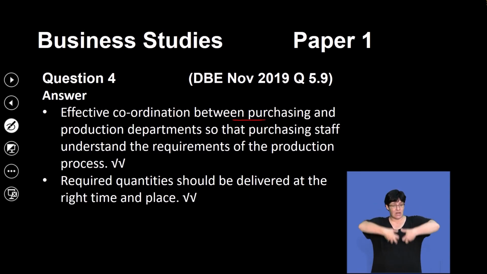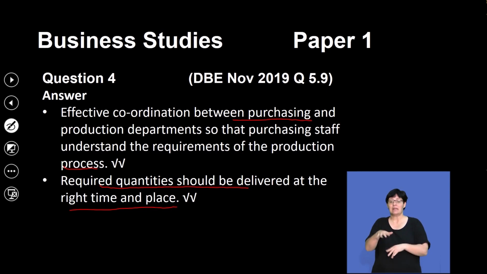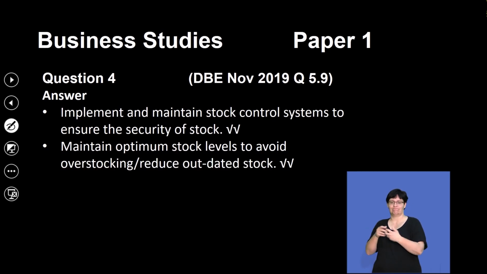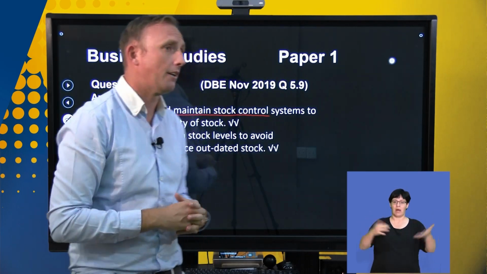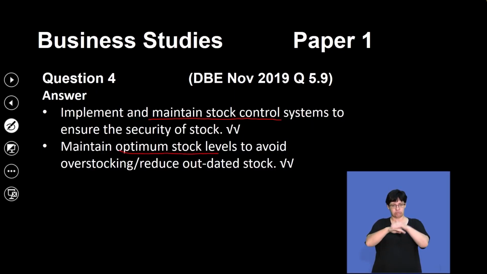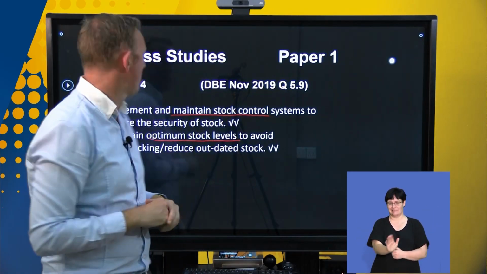There must be effective coordination between the purchasing staff and production, so that the purchasing staff understand the requirements of the production process, and we should always make sure that the required quantities are delivered at the right time and at the right place. We must maintain effective stock control systems to make sure that we don't run out of stock or we don't have too much stock, and maintain optimal stock levels to avoid overstocking, because we don't want to have to rent another warehouse to take in all of our stock.